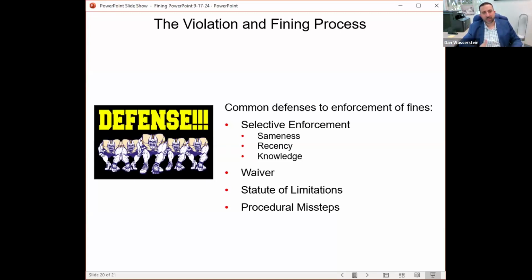So you remember at the beginning of this conversation, I told you all it's very important that you uniformly enforce your governing documents, and selective enforcement is the reason why. A couple other reasons why: waiver and statute of limitations, which are somewhat related to each other.